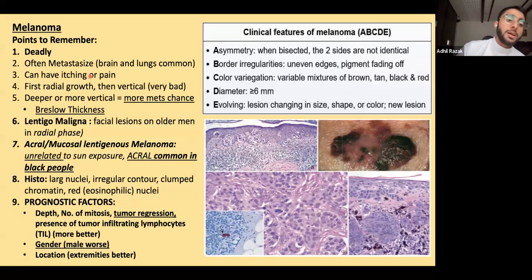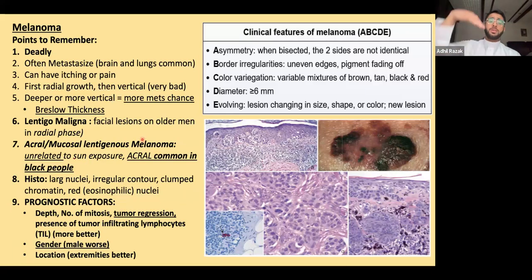It could be itchy, it could be painful, and the growth is first radial, to the sides, and then vertical, upwards, or actually downwards. And the vertical growth is a very, very bad prognosis. I'll discuss the growth in a little bit. Deeper or more vertical, more chance of metastasis.